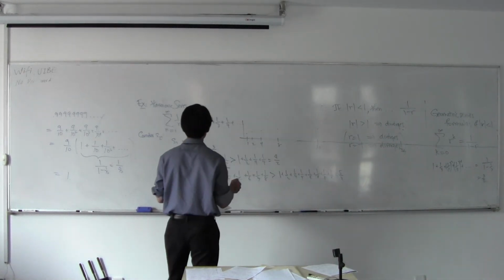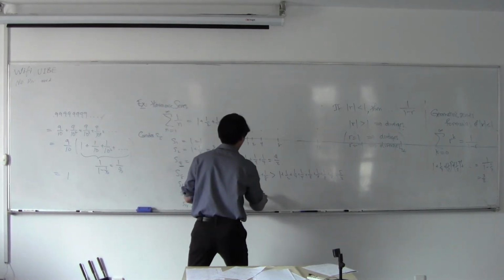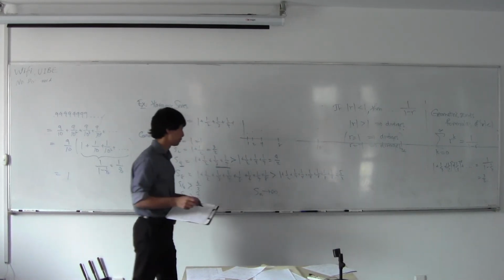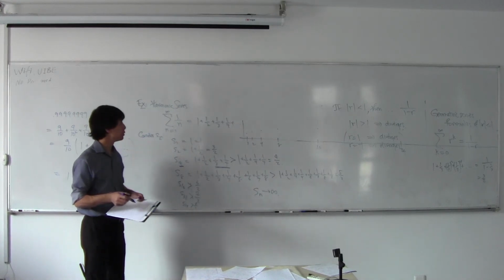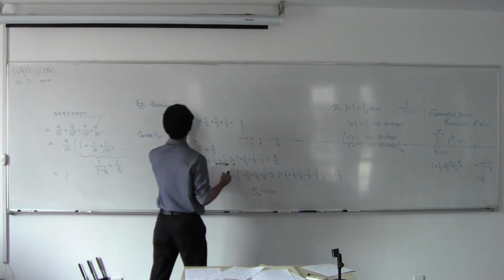So what happens is that S of n goes to infinity. Right? S of n goes to infinity, and so in fact, this thing is divergent.